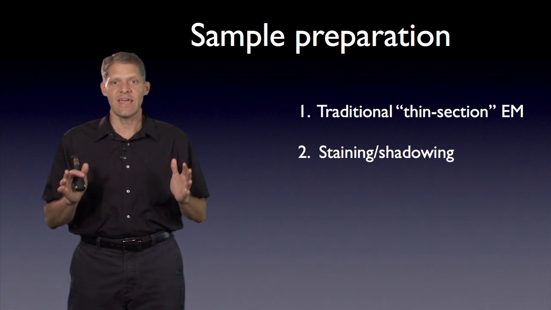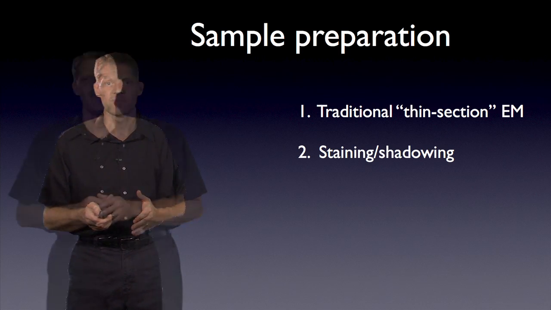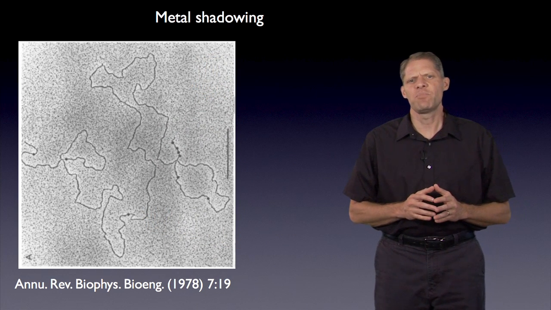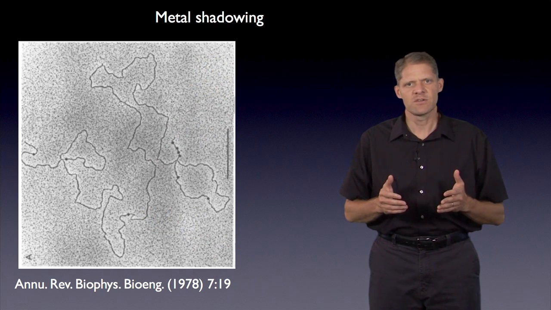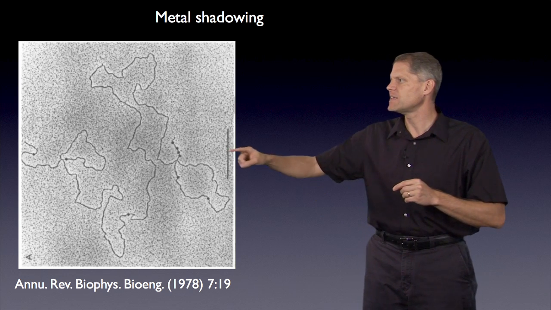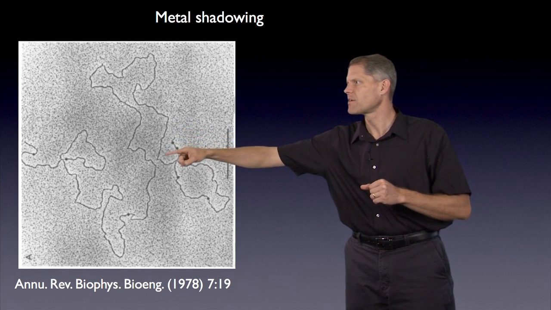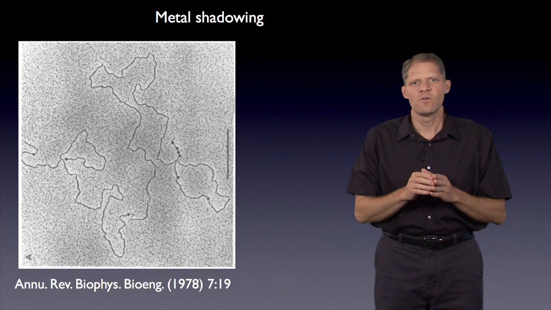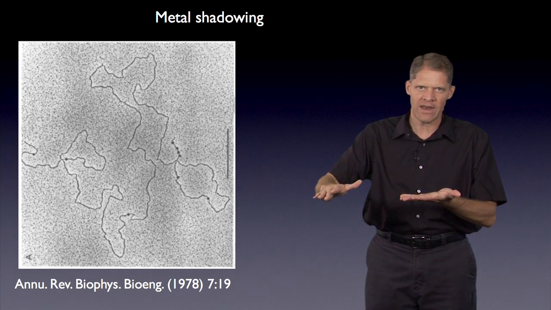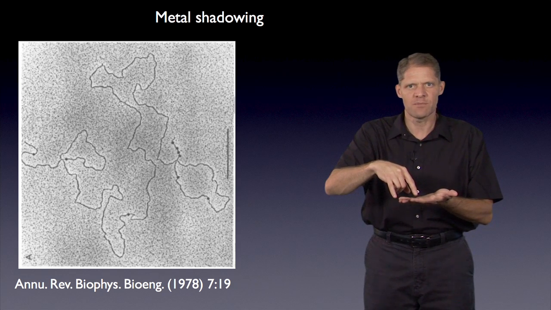Now let's move on to the next sample preparation technique of staining or shadowing. In this example of metal shadowing, purified RNA polymerase molecules were mixed with a solution of DNA. The RNA polymerase stuck to the DNA, as seen here. They're the dark spots on the DNA strand. And this solution was then dried onto a mica sheet. Mica sheets are very flat, and so the DNA is dried down with the RNA polymerases stuck to them.